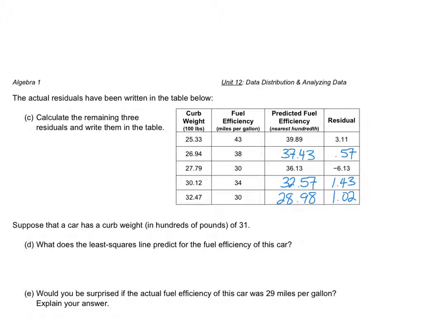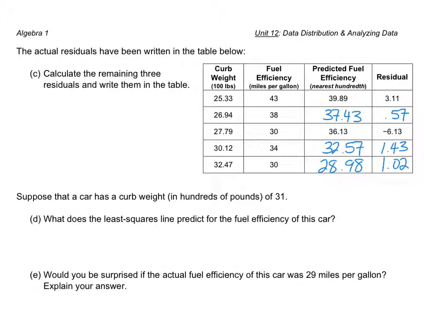So, prediction. What does the least squares line predict for the fuel efficiency of this car? That's the car that has a curb weight of 31, but it's in hundreds of pounds, so 3,100 pounds. So all we're looking for is Y of 31. I want to do that in my home screen because I don't have to mess around. I don't want to have to deal with the table. I don't want to hit second graph and scroll through. So what's a technique in my home screen that I could use to figure out the Y value that goes along with the X value?